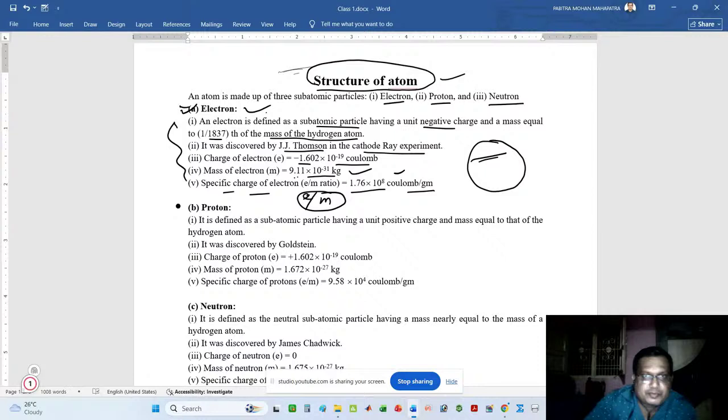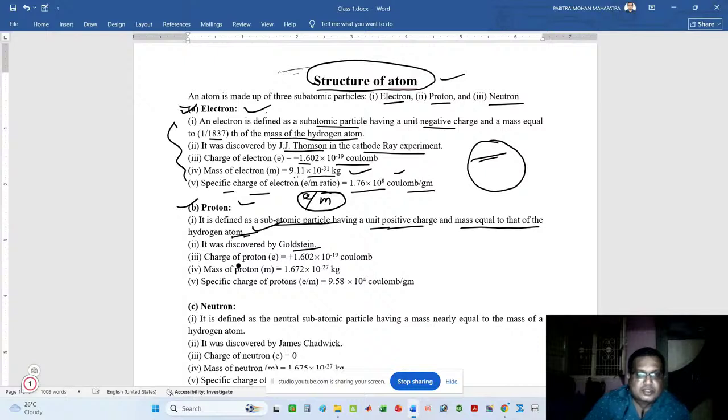Similarly, what is a proton? A proton is also a subatomic particle like the electron, but its charge is positive with a magnitude of 1 unit, and it has a mass equal to that of the hydrogen atom. The electron is very small, 1 by 1837 of the mass of a hydrogen atom, but the mass of a proton is nearly equal to the mass of a hydrogen atom. It was discovered by Goldstein.